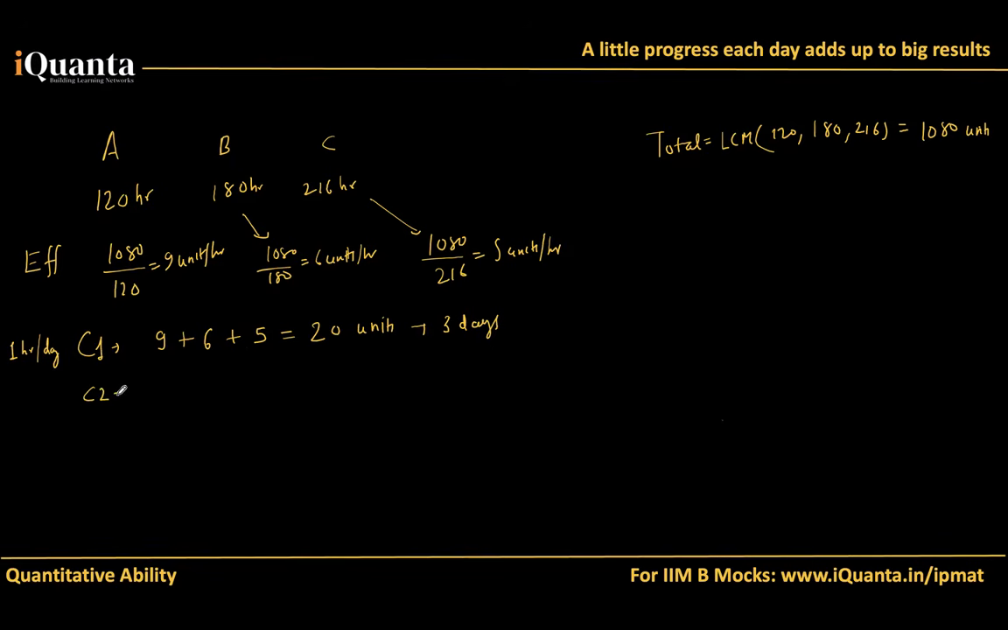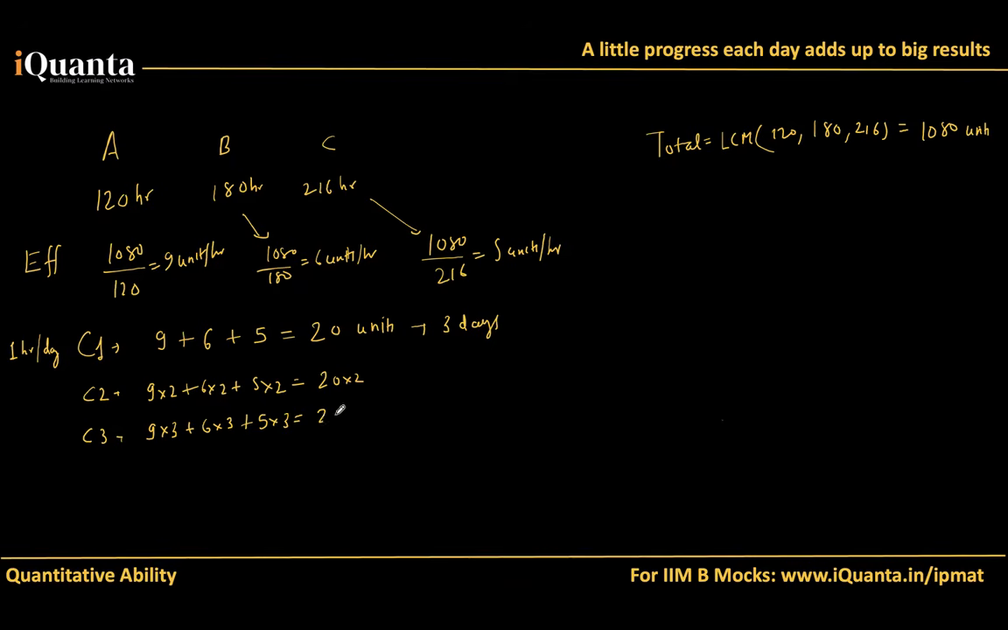If you talk about cycle 2, A will be working for 2 hours, so work done will be 9 into 2 plus 6 into 2 plus 5 into 2. So that's double of 20, right? 2 times 9 plus 6 plus 5. So how much does that become? It becomes 40, or we can say 20 into 2. In cycle 3, all of them will be working for 3 hours on those days. First day 3 hours, second day 3 hours, and third day 3 hours. So A will be working on the first day for 3 hours, B second day 3 hours, and third day C for 3 hours.